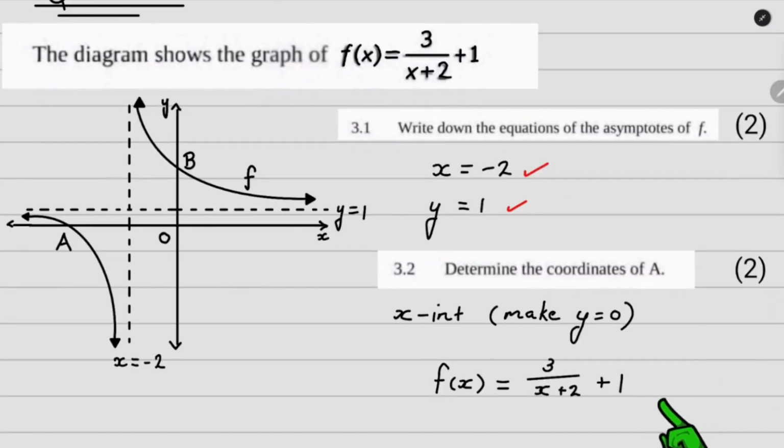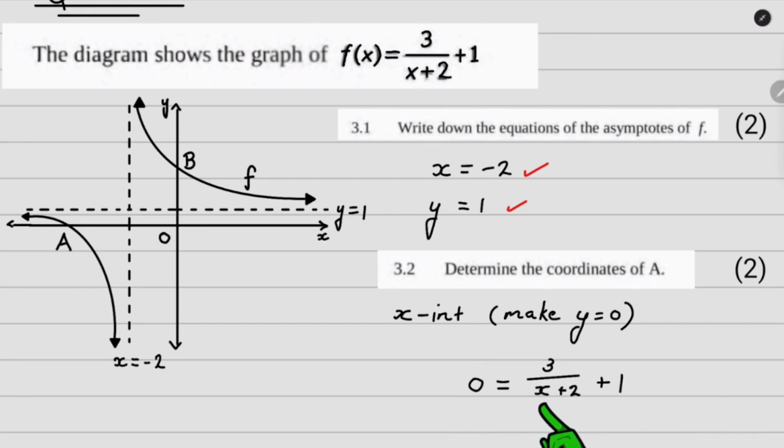So I'm going to grab the equation of f of x, but there is a problem. I don't see y here. So what you've got to remember, f of x is a placeholder for y. So you change f of x to y, and we change that y to 0.